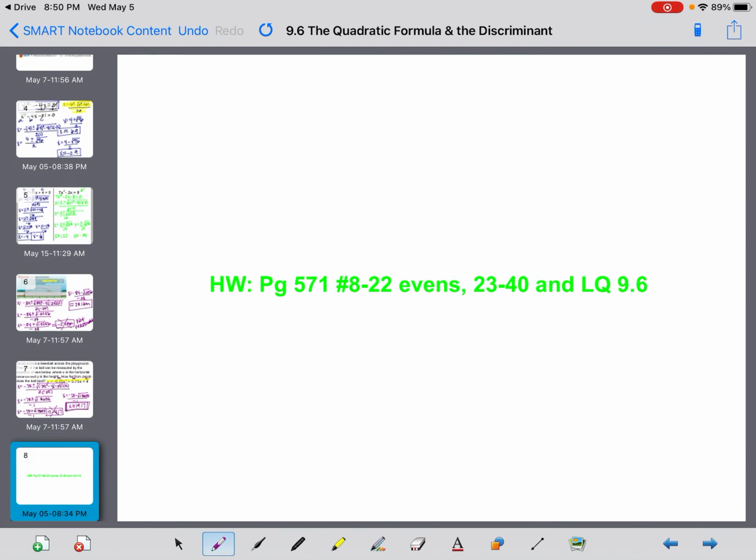Okay, remember that this is a two-part lesson, but the full lesson is on page 571, numbers 8 through 22 evens, 23 through 40, and then the lesson.